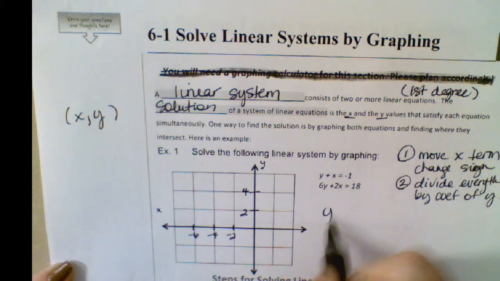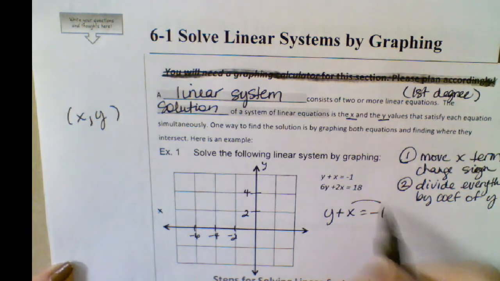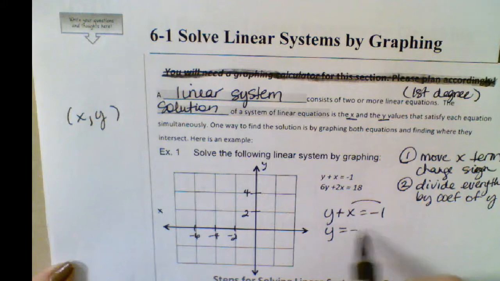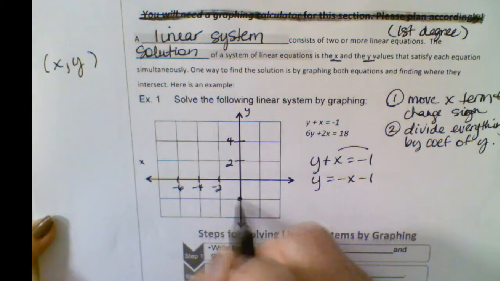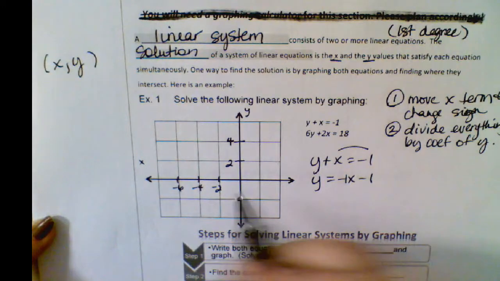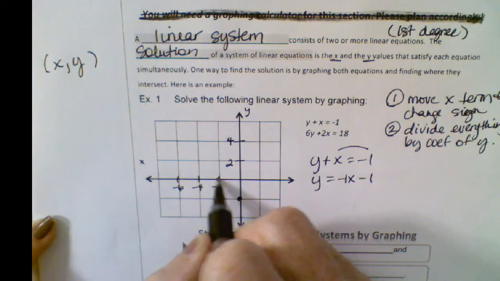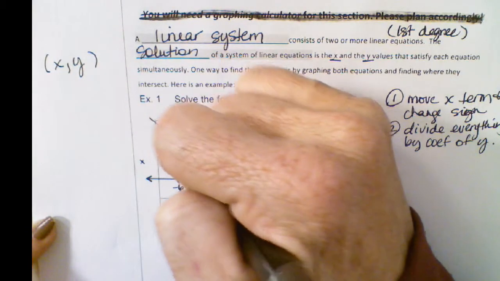So let's take our first one. We have y plus x equals -1. So we're going to move that x to the other side and switch its sign. We'll get -x minus 1. So if we graph that line, we have an intercept of -1. -x is the same thing as -1x, so we go up 1 and over 1 to the left, or you can go down 1 and to the right 1. So there's our line for our first equation.